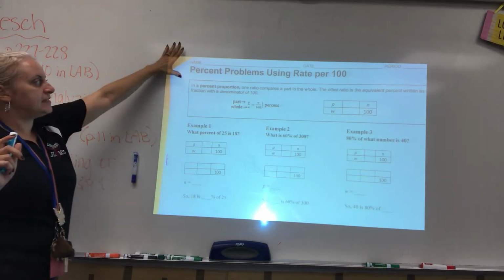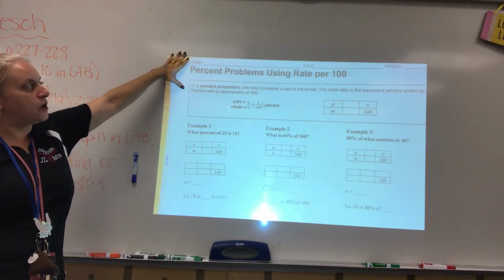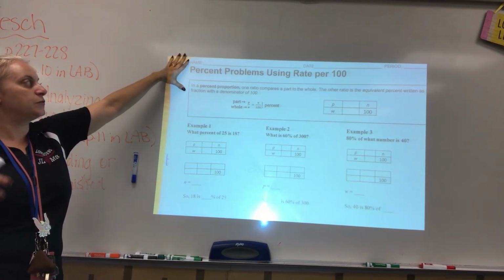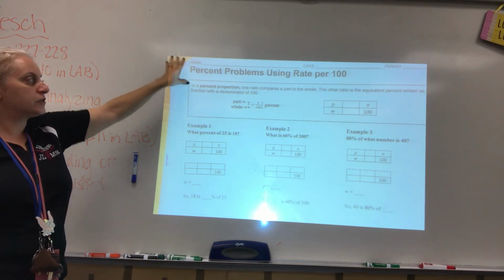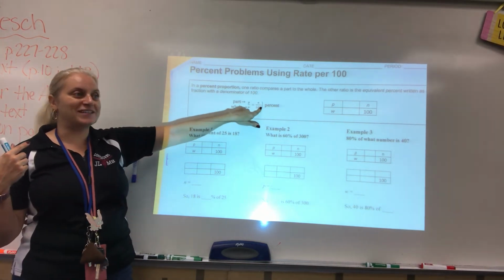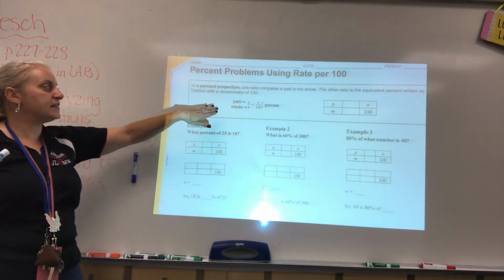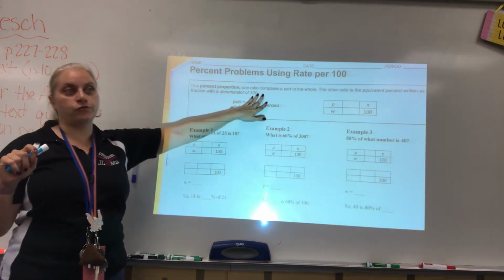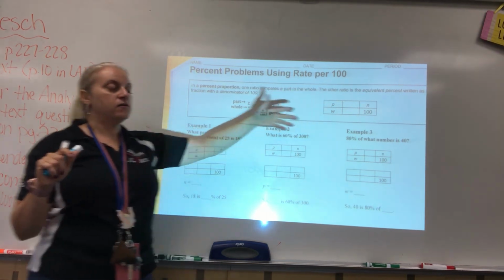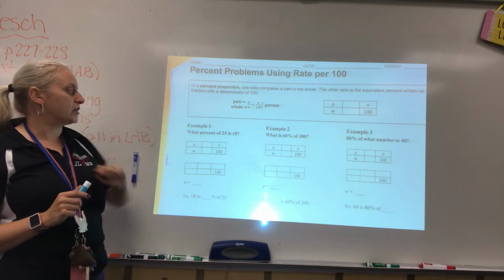It says in a percent proportion, one ratio compares a part to a whole. The other ratio is equivalent percent, written as a fraction with a denominator of 100. In 7th grade, you're going to see how to solve problems like this, and your family might want to show you the butterfly or the fishtail method. But this is 7th grade material. So I need you to focus more on the 6th grade way of doing it, which is rate per 100, not using pre-algebra, because this is using pure algebra.